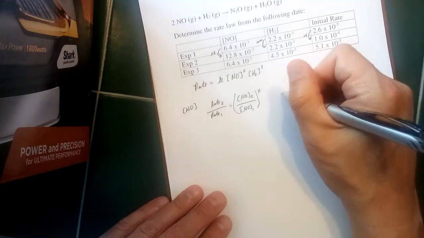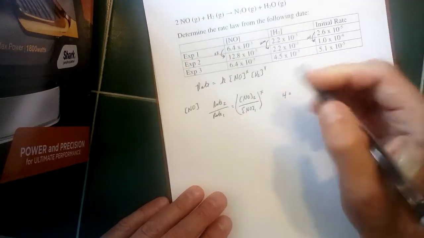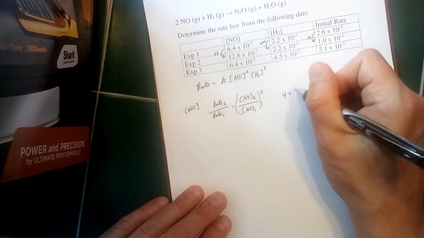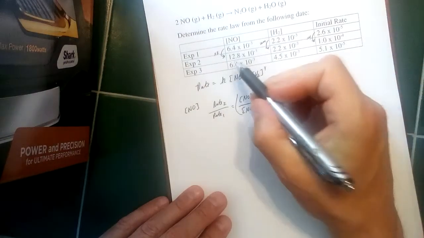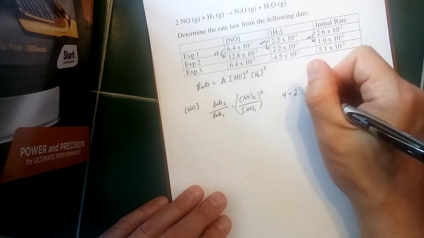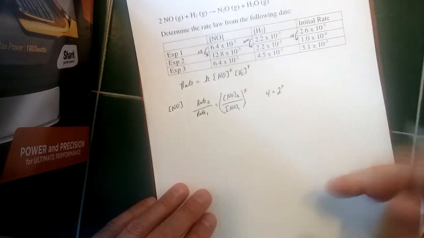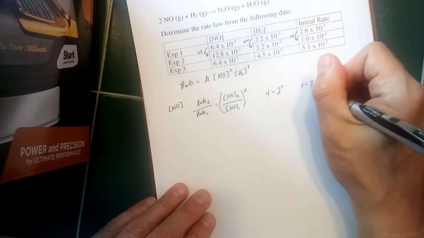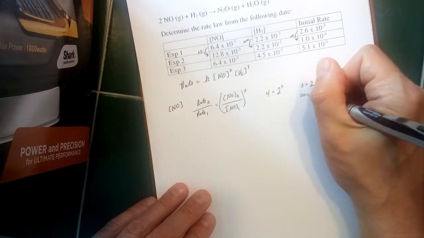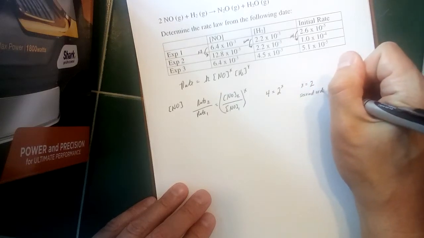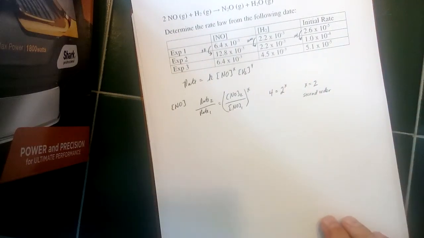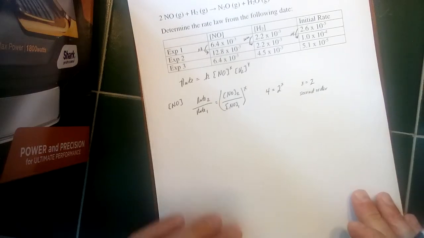So in this case, the ratio of the rates is 4. The ratio of my concentrations is 2, from 2 to 1, and that's to the X power. Well, that means X is equal to 2. Now, we would describe that as second order. The reaction is second order in NO because the exponent is 2.